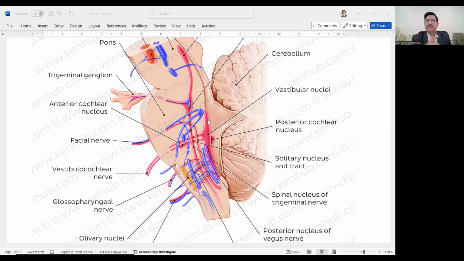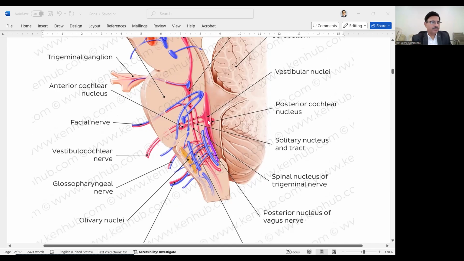The aqueduct of Sylvius is in the midbrain. Above that is the third ventricle, between the two thalami. It is connected to the aqueduct, which is a part of the midbrain, and below that is the fourth ventricle, which continues down into the cerebrospinal space of the spinal cord. So that's the fourth ventricle. The dorsum of the dorsal part of the Pons is the floor of the fourth ventricle.